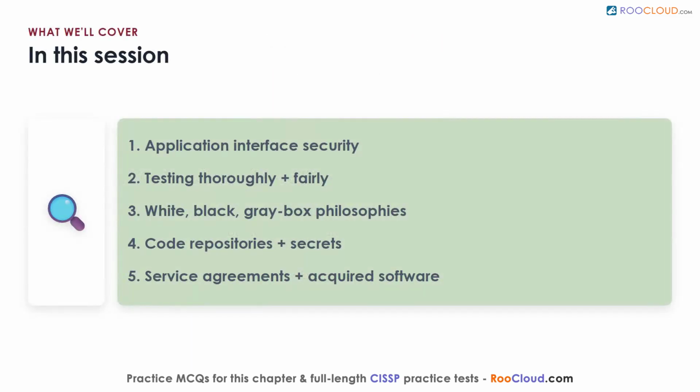In this session, we'll cover how software talks to other software and how you verify and source it safely. We'll answer several questions. What security do application interfaces demand? How do you test software thoroughly and fairly? What testing philosophies can you choose from? How do code repositories help and endanger you? What do service agreements guarantee? And what changes when you buy software instead of building it?